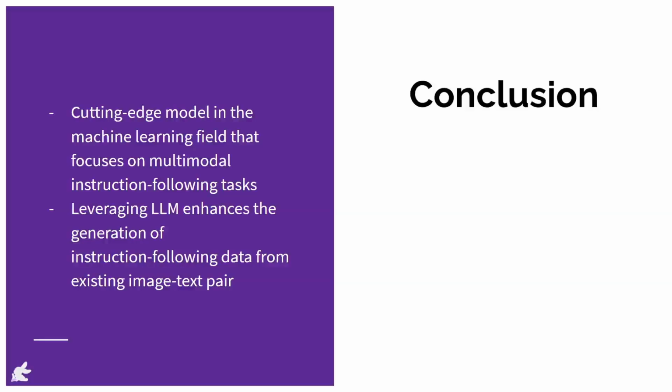LLaVA is a cutting-edge model in the machine learning field that focuses on multimodal instruction following tasks. By leveraging large language models like GPT-4, LLaVA enhances the generation of instruction following data from existing image-text pairs. It employs symbolic representations, such as captions and bounding boxes, to encode visual content, facilitating better interaction between text and images.